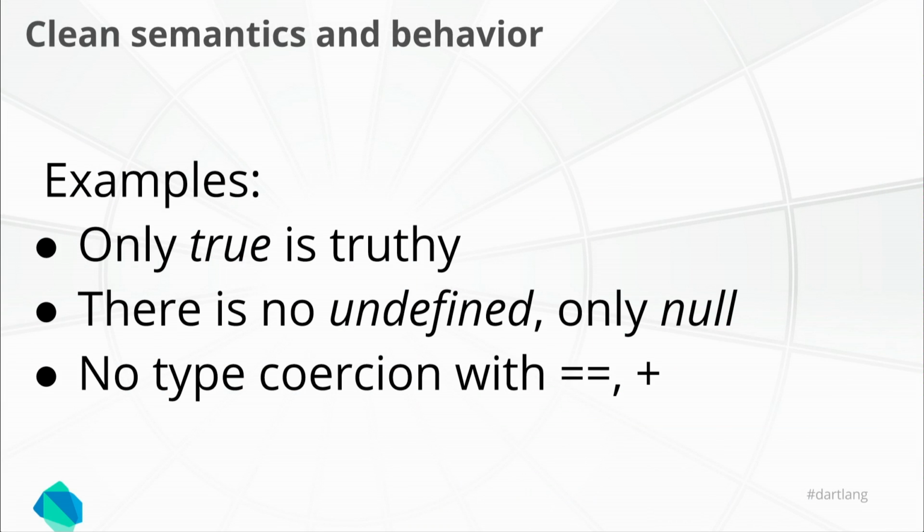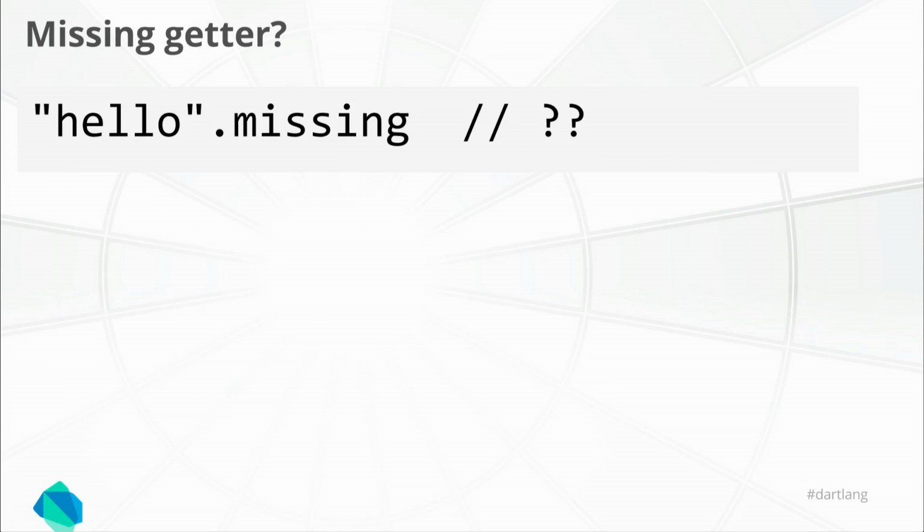That one's scary. OK, some examples of semantic improvements. Just real quick, only true is truthy. So you don't have to guess what values are going to be true or false. Basically, true is true, false is false, and everything else is what it is, right? We got rid of undefined. There's only null. That fixes a lot of problems. There's no type coercion with equality checks or operators or other things like that. So the language is more predictable in a lot of ways. Some other examples.